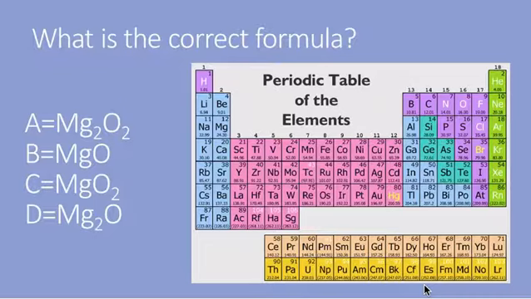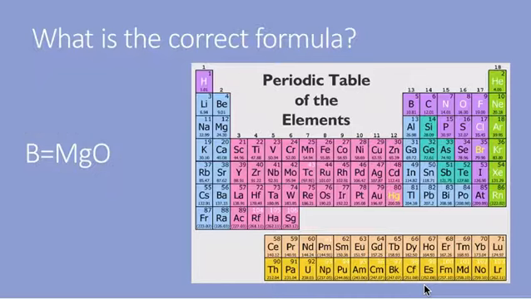Okay. So we've got some responses in. The answer is B, MgO, because magnesium is in group 2, so it's +2. Oxygen is in group 6, so it's a -2. You only need one of each to cancel out the charges.